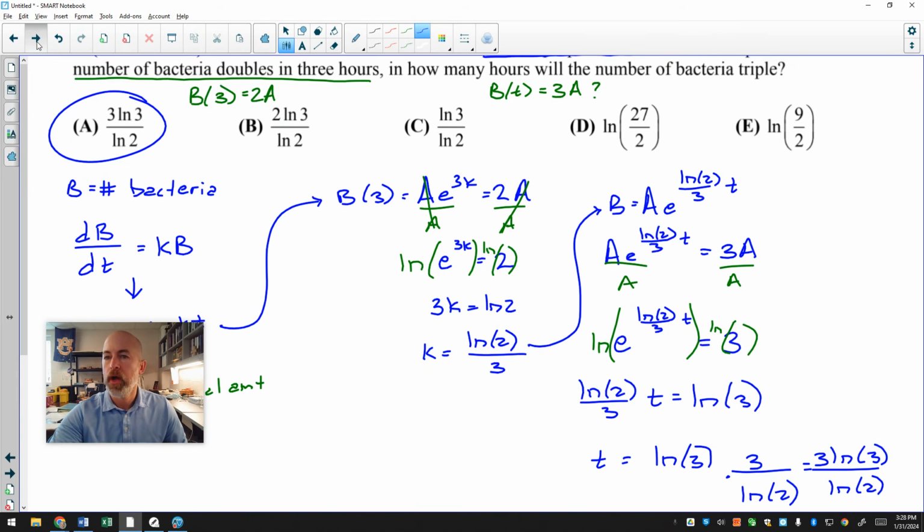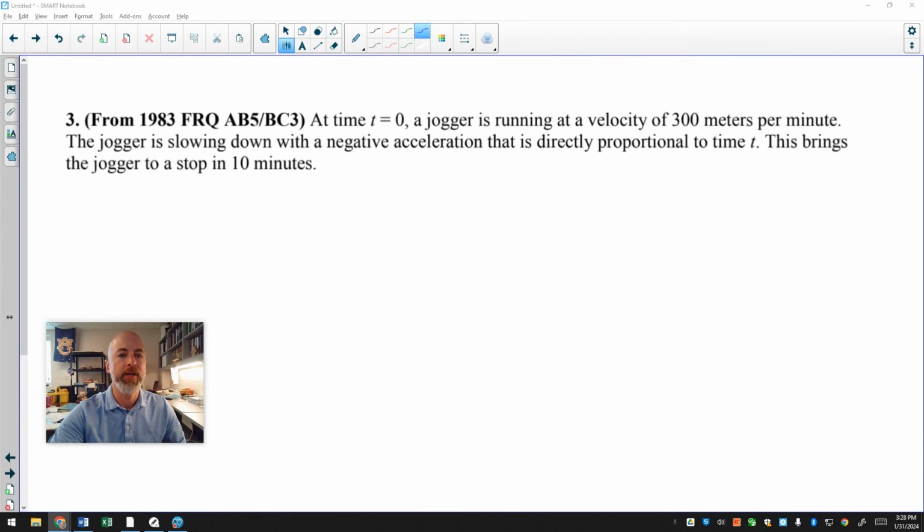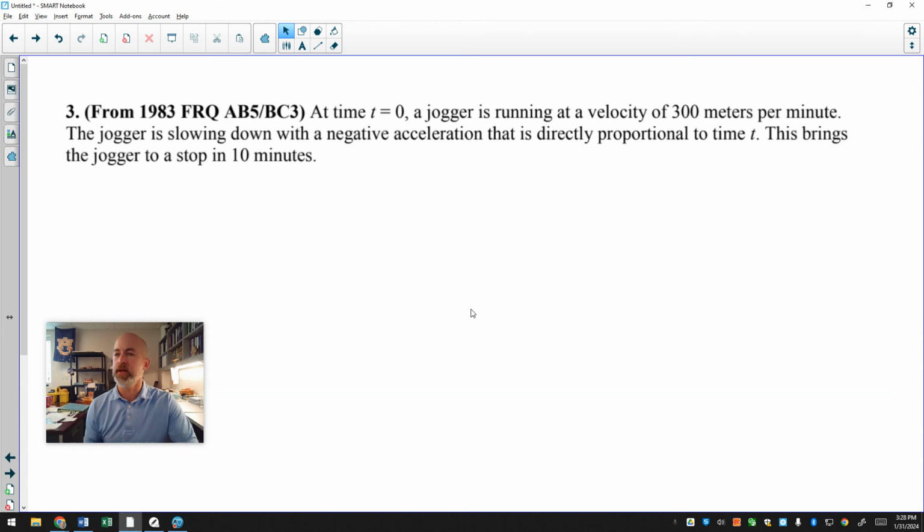Okay. Two more, and I'm not going to finish solving these completely. I just want to read the prompt, and we're going to interpret the prompt and convert it to a differential equation that could be solved through separation. And these are first from some pretty old AP exam questions. And in 1983, they asked this question. This is the prompt. At time 0, a jogger is running with a velocity of 300 meters per minute.